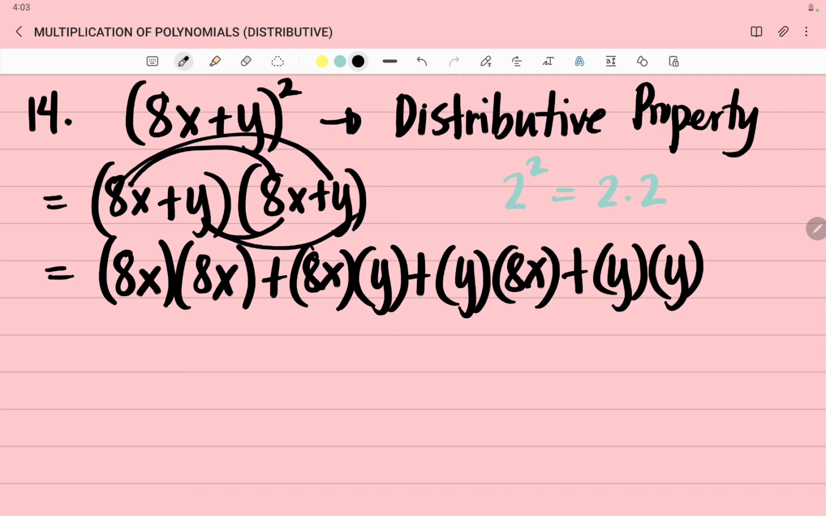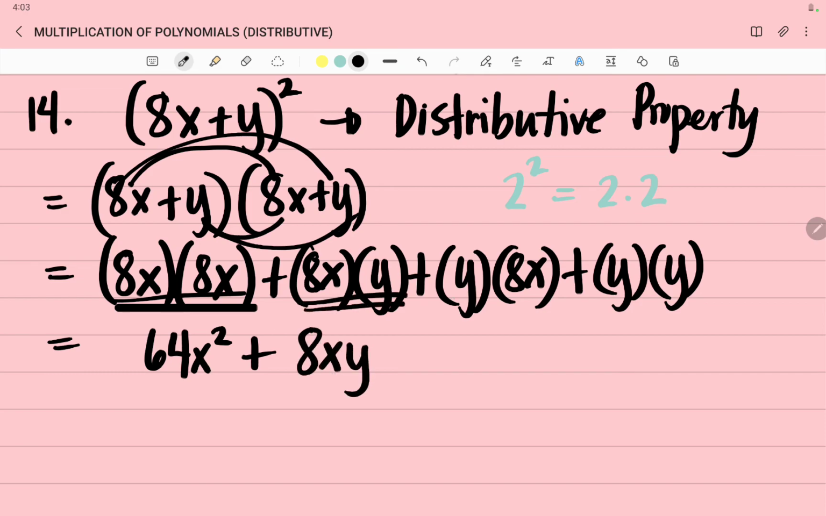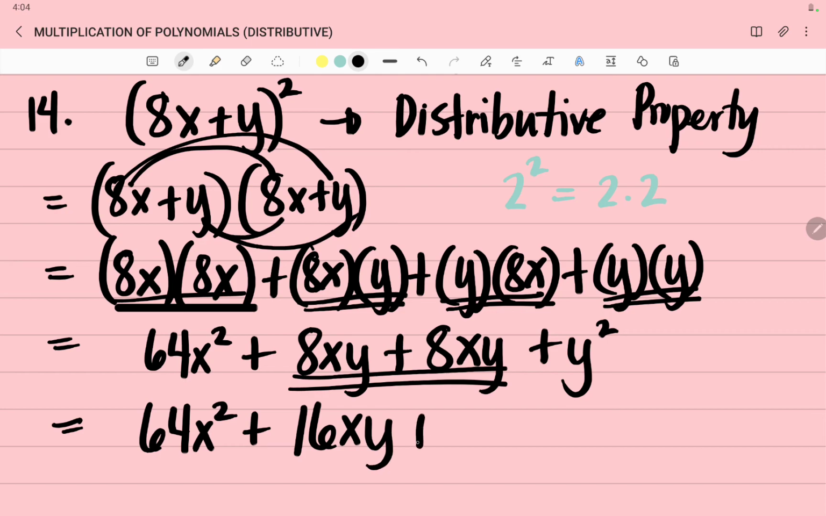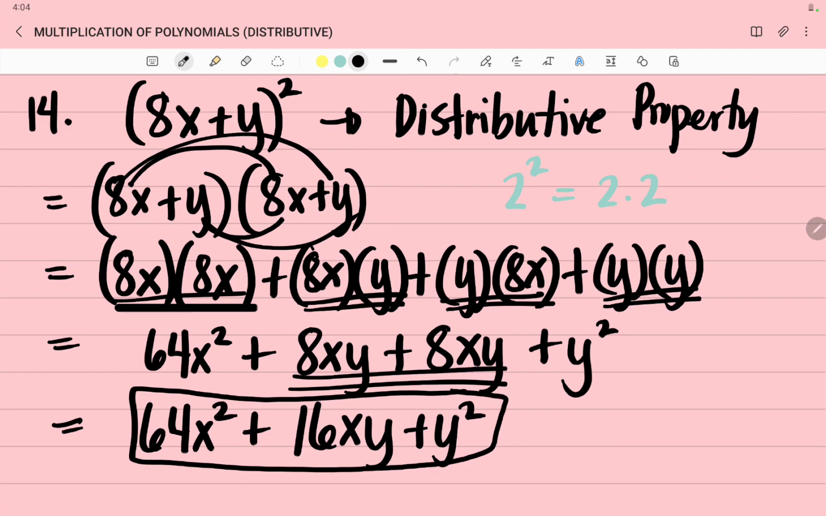So, we now have to evaluate each term. We have 8x times 8x is 64x squared, plus 8x times y is 8xy, plus y times 8x is 8xy, plus y times y is y squared. Okay, combine like terms. We have now 64x squared plus 16xy plus y squared. So that is our final answer.